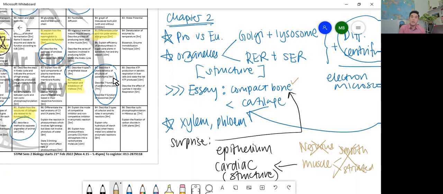Okay, so guys, just to recap, I would expect them to ask about either one structure or maybe even one essay for chapter 2. Yeah, I would expect that to happen in your paper next week. So what to cover? Prokaryotic versus eukaryotic. Organelles, focus on these few. Of course, the rest, if you have time, you can cover.